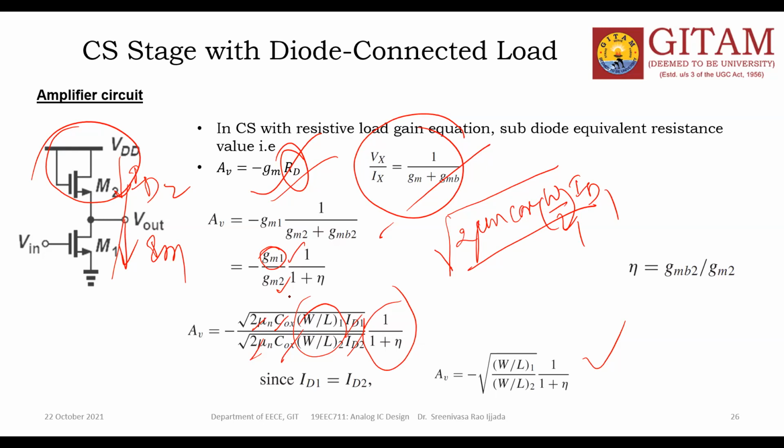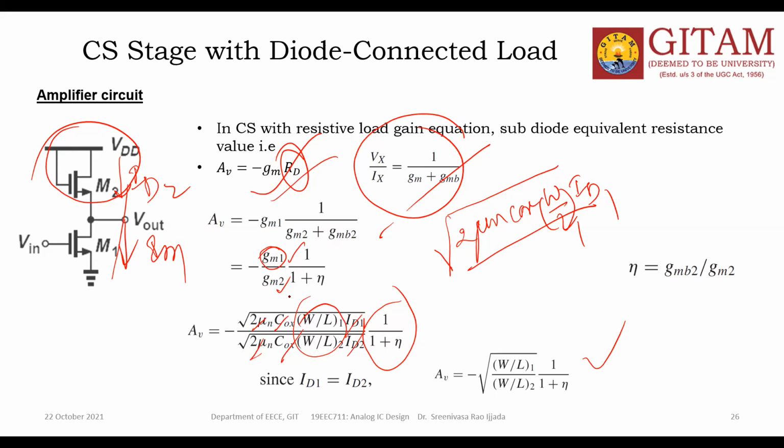For the gm formula, we derived 3 different formulas in the first module. One equation is μn Cox W by L into VGS minus VTH. One more is square root of 2 μn Cox W by L into ID. And the third one is ID by something. So we derived 3 different equations. Out of those, I took this one. For the gm1 place, write one equation, and for the gm2 place, write one more equation.